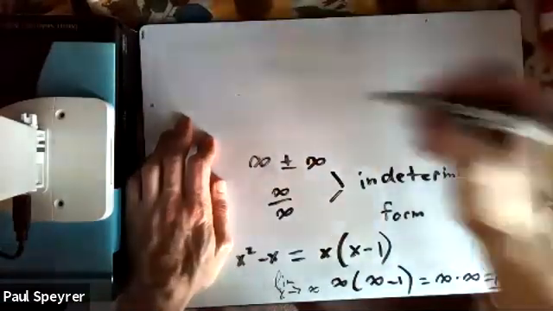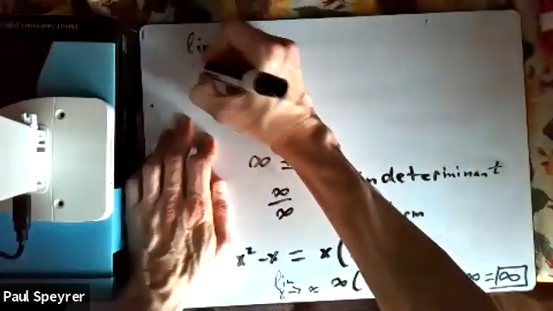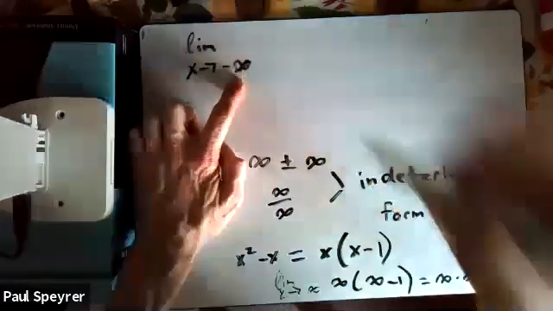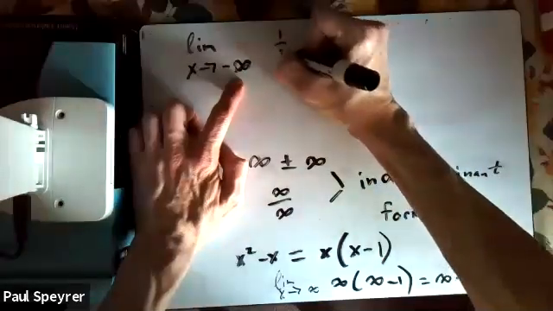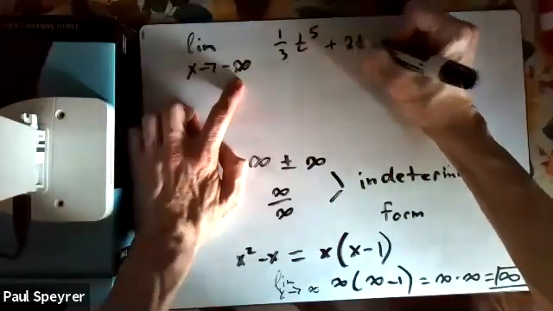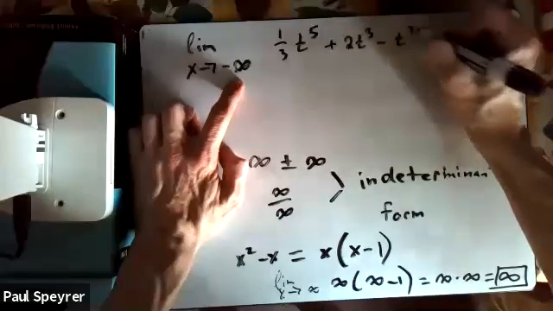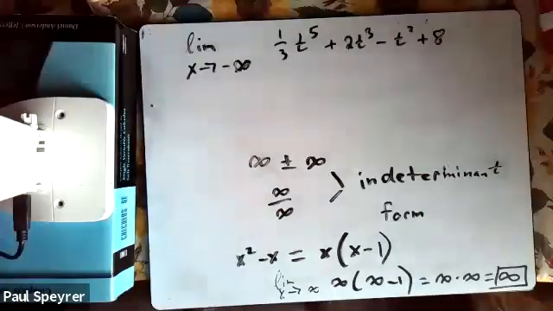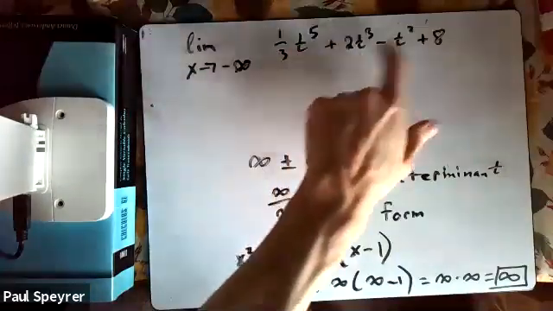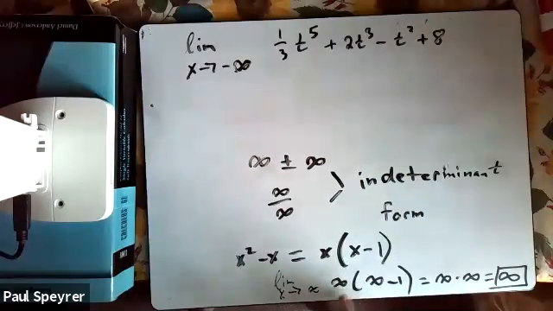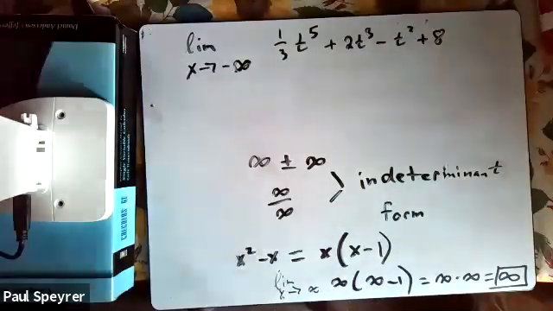So what if we had, for example, the limit as x goes towards negative infinity this time of 1/3 t to the fifth plus 2t cubed minus t squared plus 8. Again, with this polynomial, we can't just plug negative infinity in, because we're adding and subtracting right here. But if we can somehow rewrite it as the product of two terms, then we'll be okay.